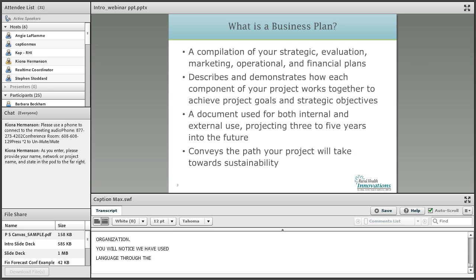In short, any business plan describes and demonstrates how each component of the project is working together, and in this way is useful to both internal and external readers, as it summarizes how all of your strategic, evaluation, operational, marketing, and financial plans fit together, and documents the project's aggregated effort and really expected sustainability.